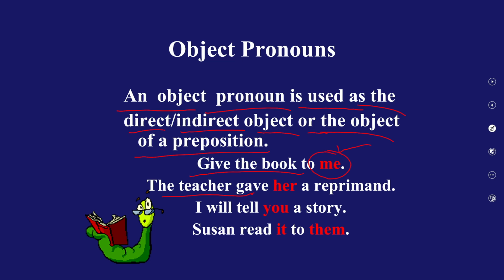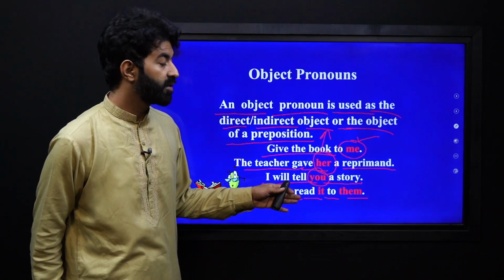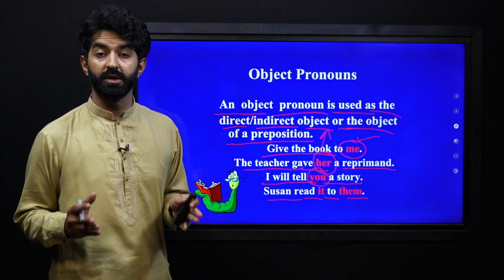"The teacher gave her a reprimand." Here "her" is an object, so instead of naming the individual, we used the pronoun "her." "I will tell you a story." Here also, this is an object pronoun because we used it in the place of the object. "Susan read it to them." My dear learners, in this example also, the objects are replaced by pronouns.